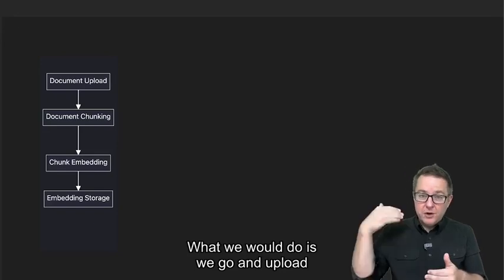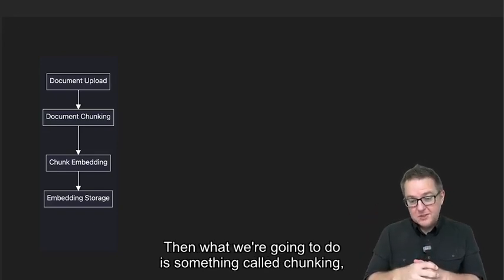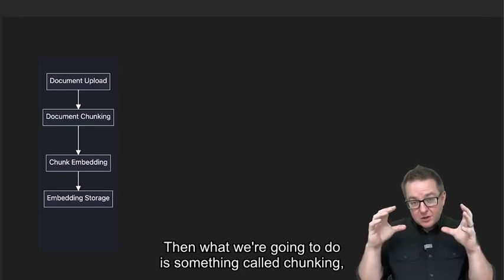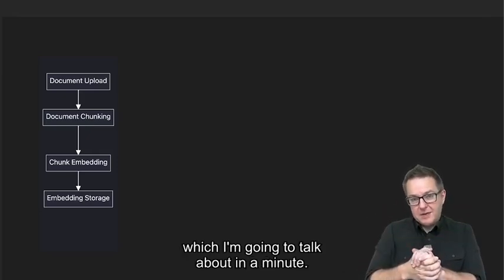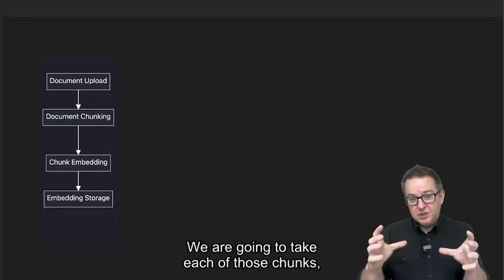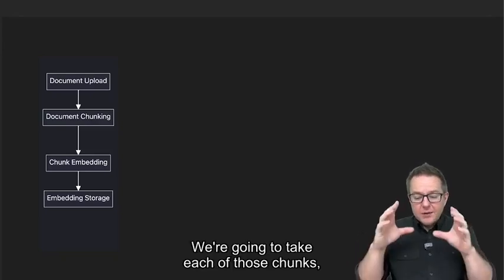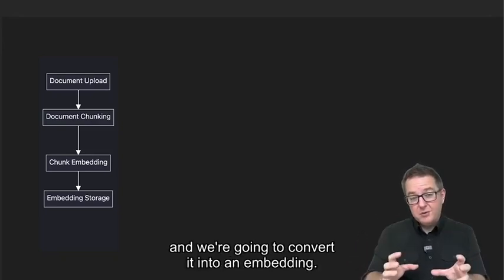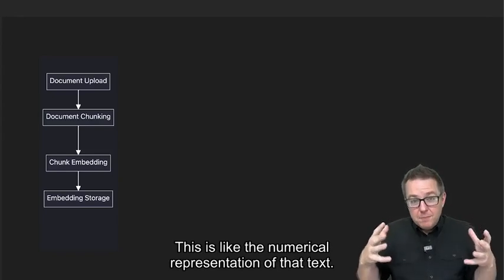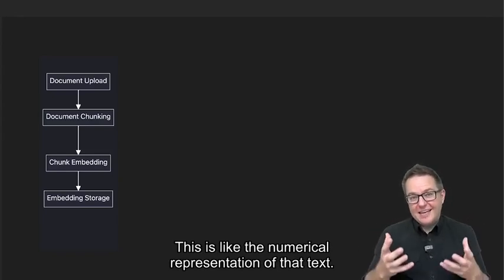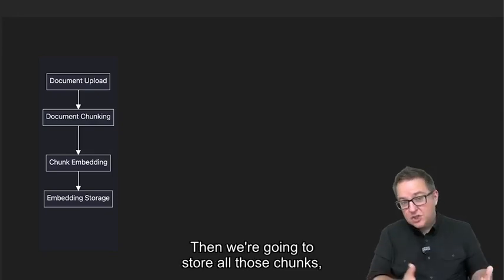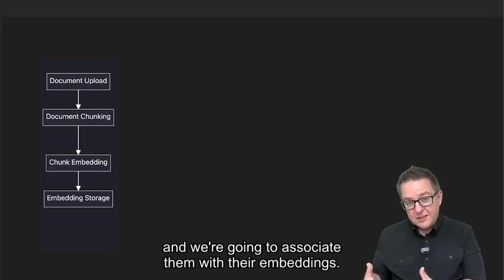So what we would do is upload the document to one of these systems. And then we're going to do something called chunking, which I'm going to talk about in a minute. We're going to take each of those chunks, and you can think of a chunk as like a paragraph of text or a sentence, and we're going to convert it into an embedding. So this is like the numerical representation of that text. And then we're going to store all those chunks and associate them with their embeddings.